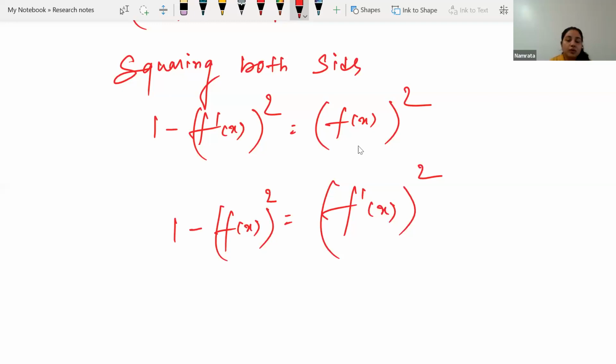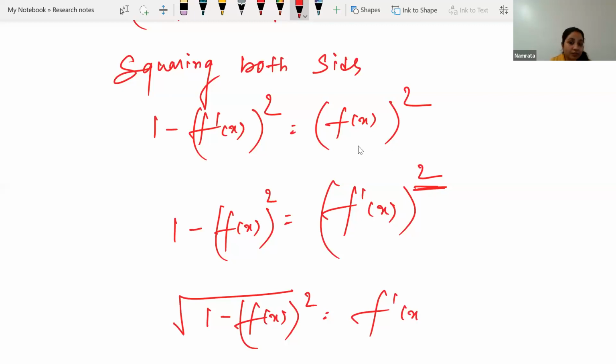Okay, now this square root is transferring to the other side, and it will make a square. So we will be having (1 minus f of x) whole squared is equal to f dash x. Why have we done it like this? Now only I am going to show you.